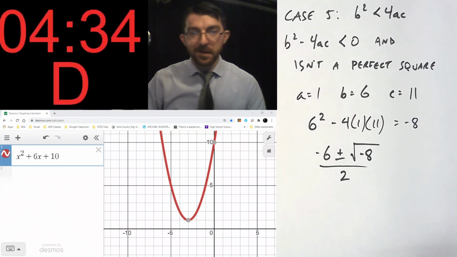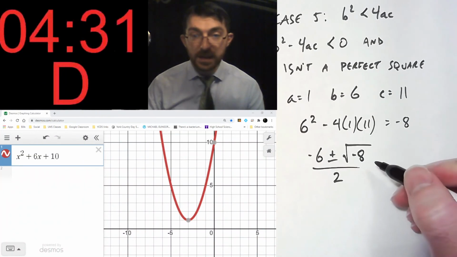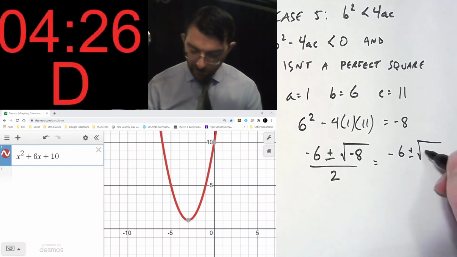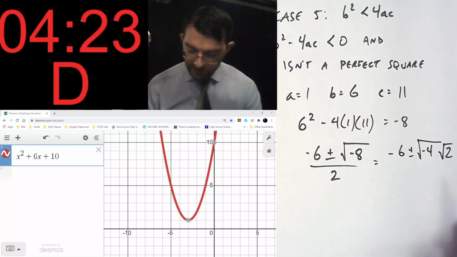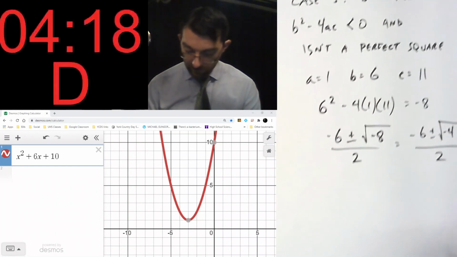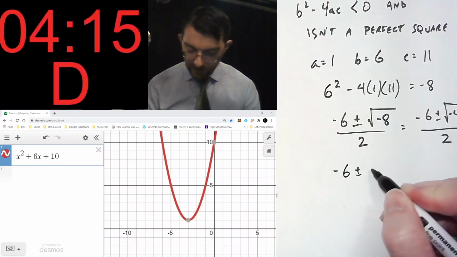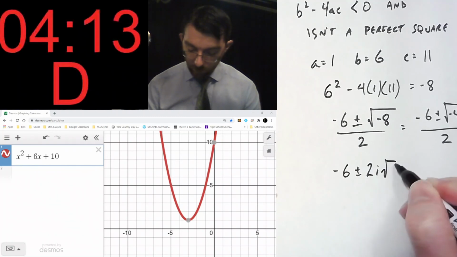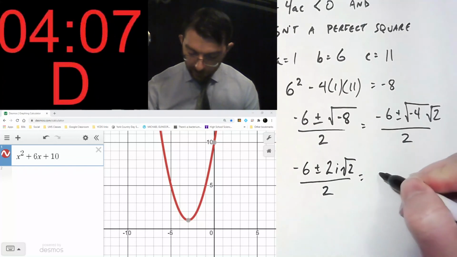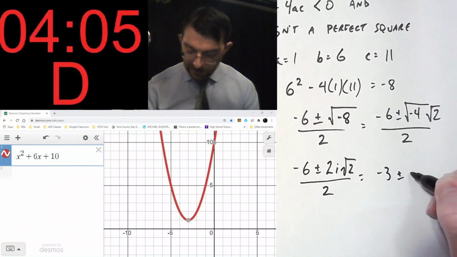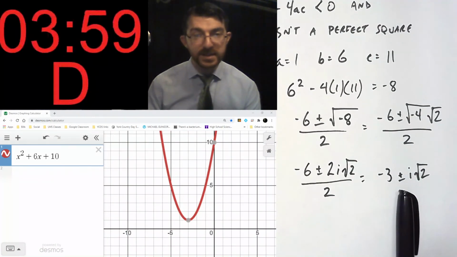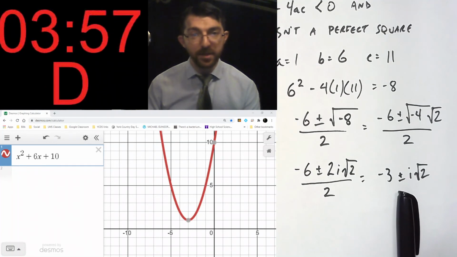Let me simplify this. That negative 8 becomes the square root of negative 4 times the square root of 2 over 2. The square root of negative 4 is 2i. So I've got minus 6 plus or minus 2i root 2 over 2. The 2's cancel out, and so you've got minus 3 plus or minus i root 2. That is probably the hairiest single answer you've ever seen in a math class.